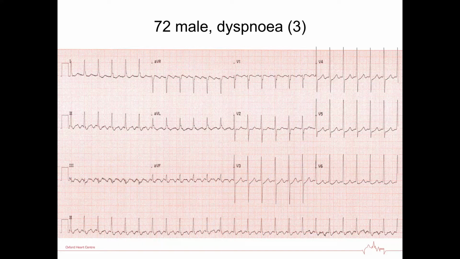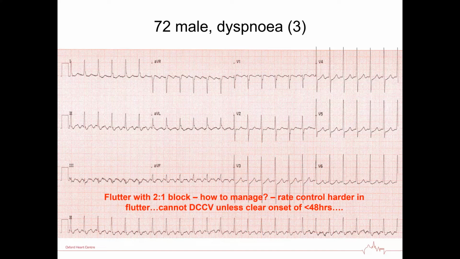So it's either going to conduct every second beat, in which case you'll get a rate like this, around 150, every third, in which case the rate would be 100, every fourth, in which case the rate would be 75, or every fifth, in which case the rate would be 60. So here we've got flutter with 2 to 1 block. The thing to say about flutter, it's a lot harder to rate control than AF.